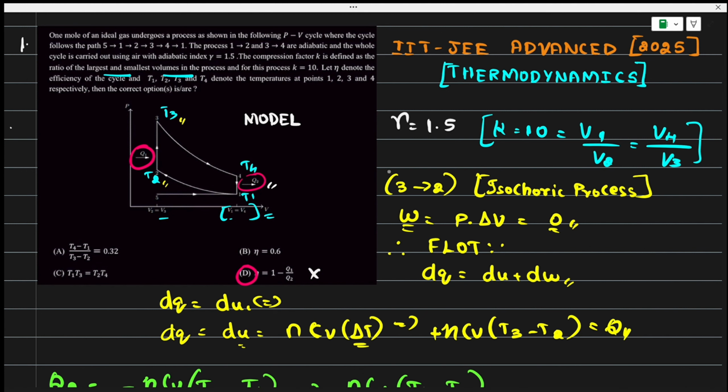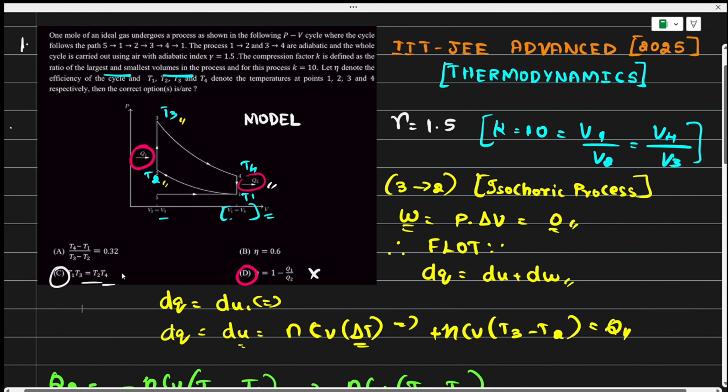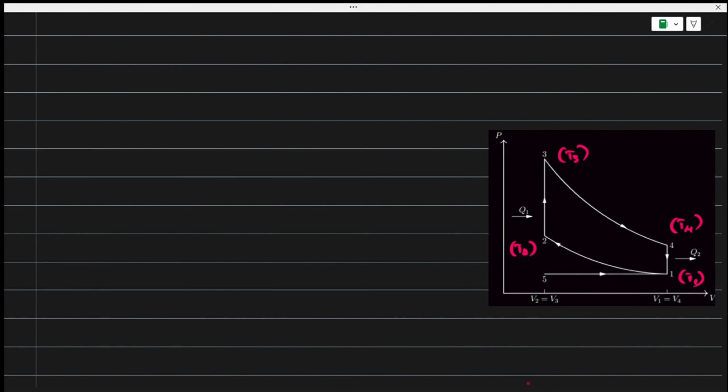Now let's check option C. It is in the form of temperatures, so T1, T2 and T3, T4. Let's take the process of 3 to 4 and 1 to 2.